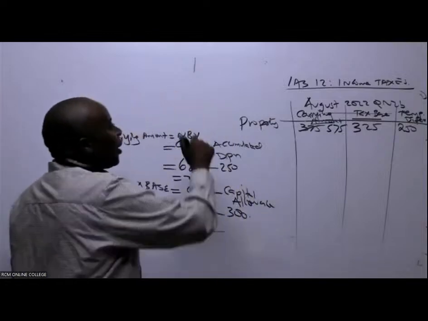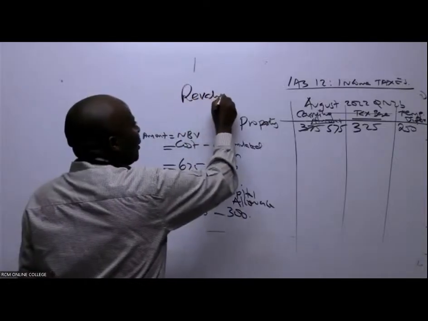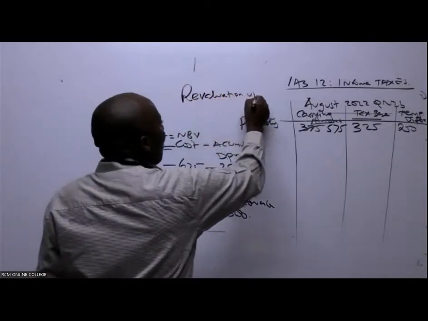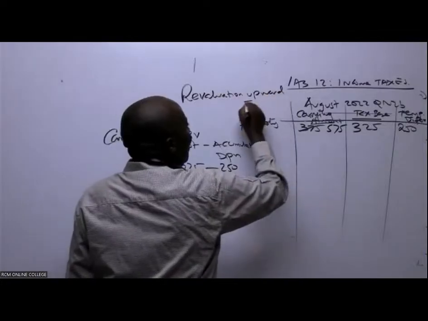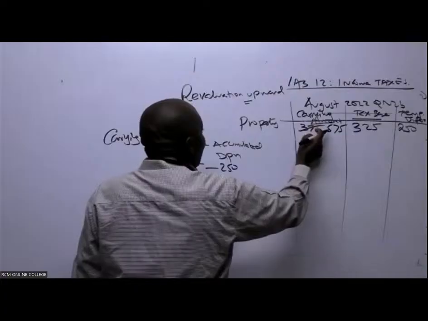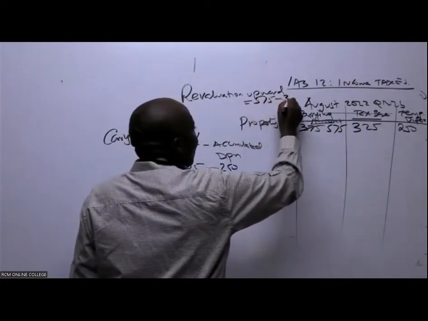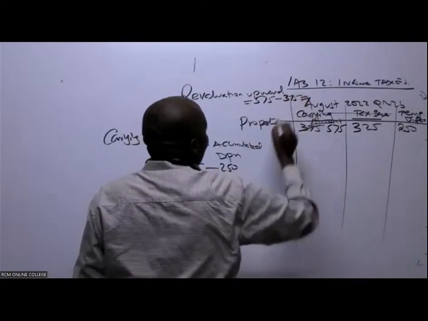There is an asset here that has been revalued, and this is an upward revaluation. So don't forget. Can you kindly give me this revaluation? It's a revaluation upward. Remember, this thing was valued at 375 initially. Now it has been revalued to 575. So 575 minus 375 gives us what revaluation?